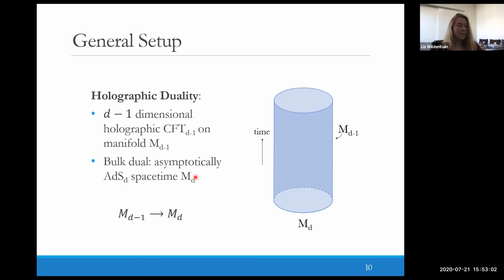So the CFT is defined on the d minus one dimensional manifold. And that in this picture is depicted as the surface of the cylinder. And then the bulk dual is on the d dimensional manifold, which is the interior of this cylinder. And we'll indicate this kind of duality with this single arrow.